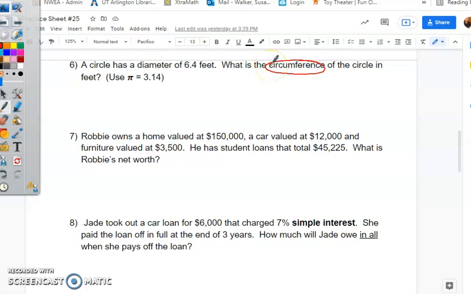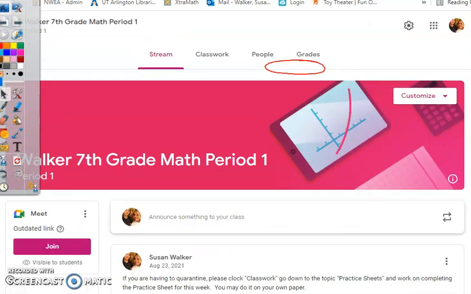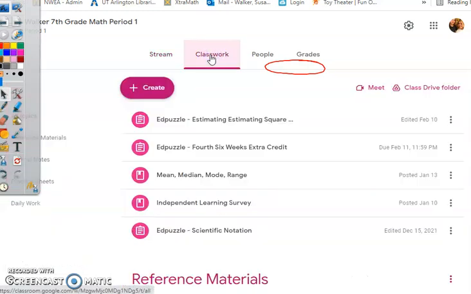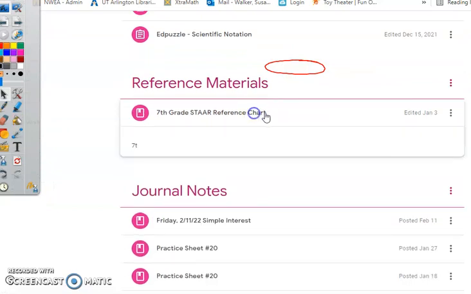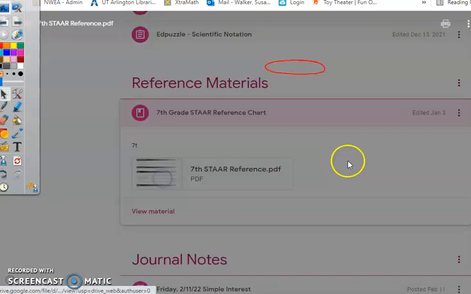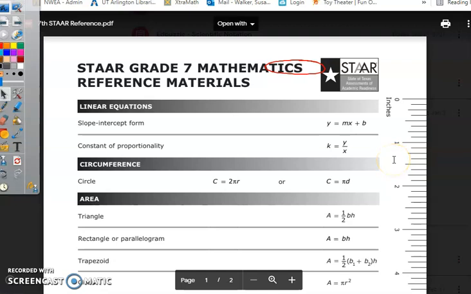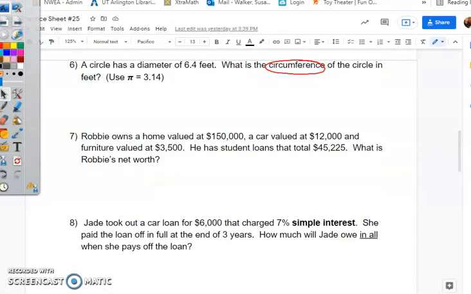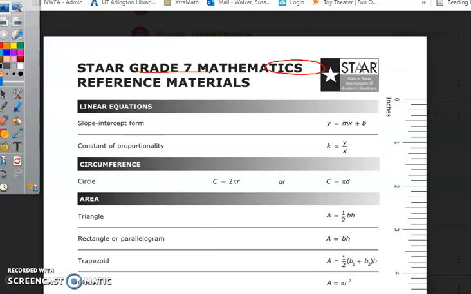Circumference, that should be the word that stands out to you, okay? So when you see that, if you have a formula chart, take it out. If not, we have one available online, reference materials, and we see the word circumference right here, okay? So we want circumference, and it gives me the diameter. Okay, so let's go back and look at that formula chart again.